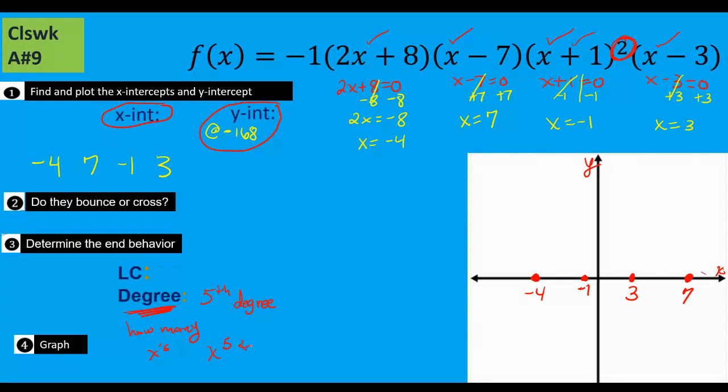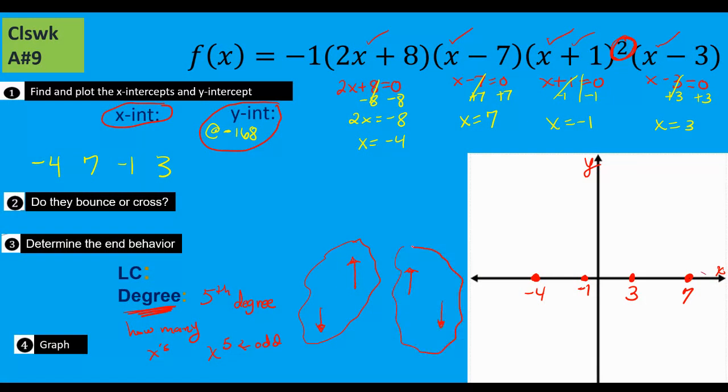So 5 is an odd number. That means when you draw your arrows, you have one arrow one way and one arrow another way. So it could be this way, or it could be opposite. Could look like this, right?